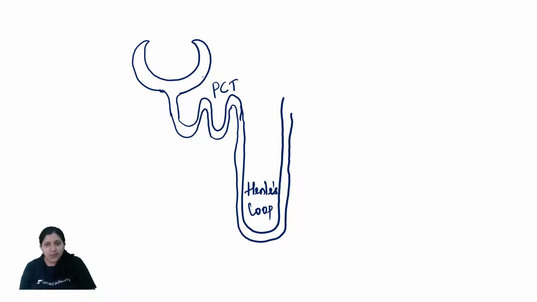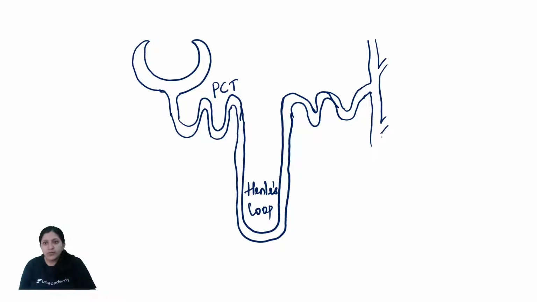So there is a PCT, this is Henle's loop, and again you will find foldings or convolutions. Here is another folding, and this joins the collecting duct later on. Here we will draw the collecting duct, which opens again into different formations. Now this is done. This is the DCT.